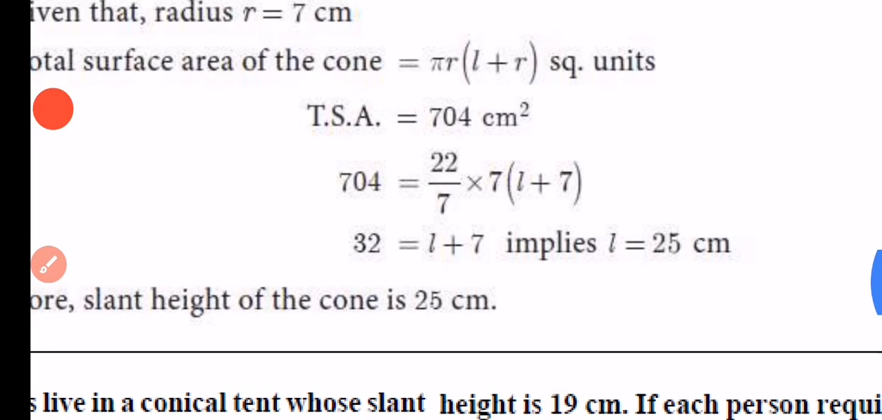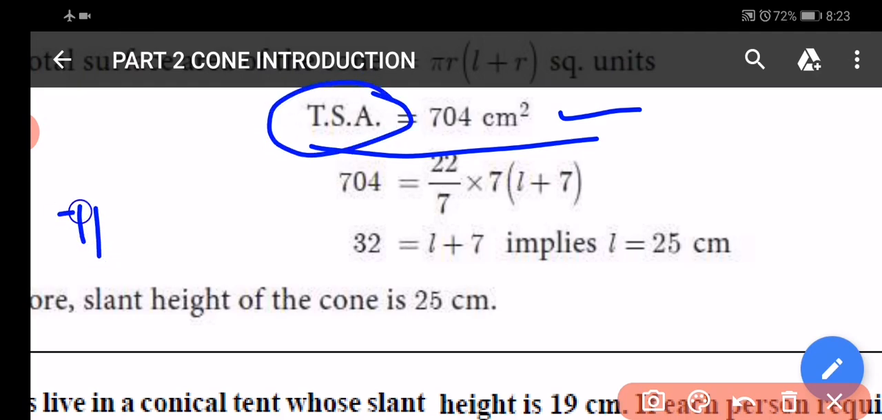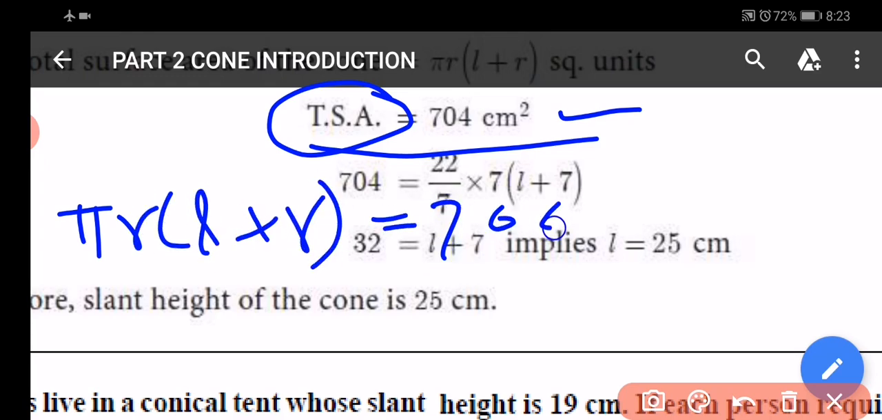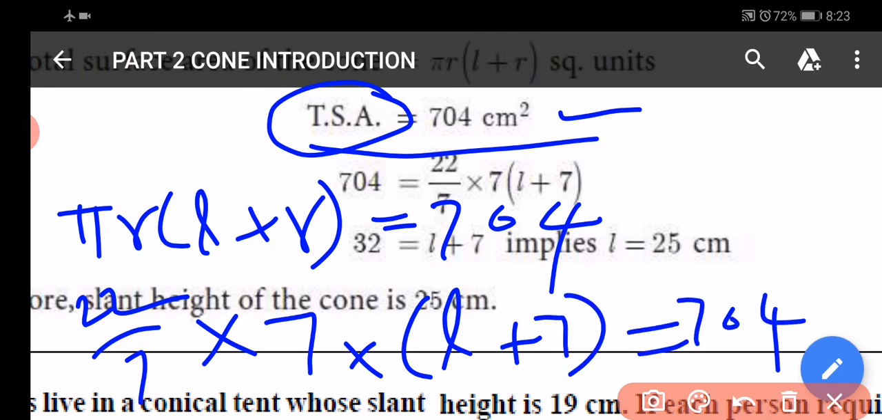So our total surface area of the cone equal to 704 centimeter square. So in the formula, pi r into l plus r equal to 704. We apply the formula: pi 22 by 7, into r 7, into l we have to find, plus r is 7, equal to 704. Now we cancel the 7 and we simplify.